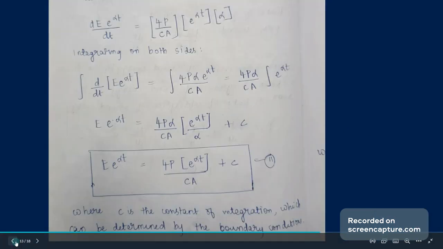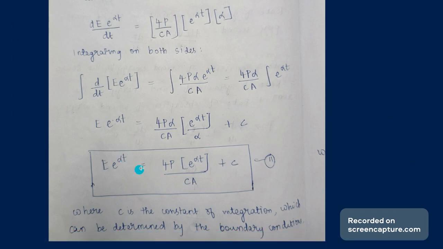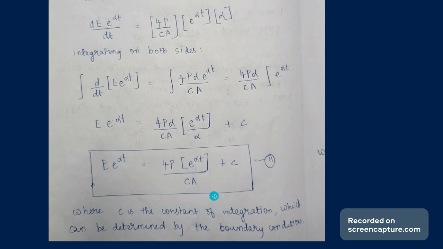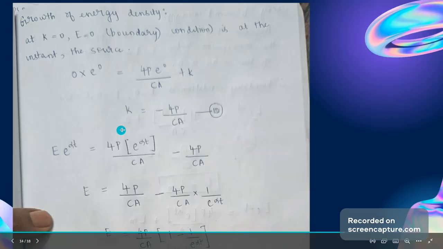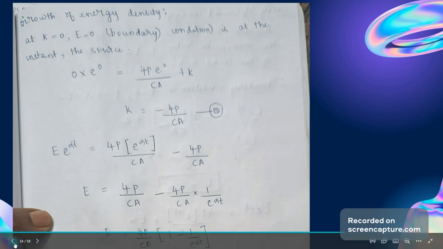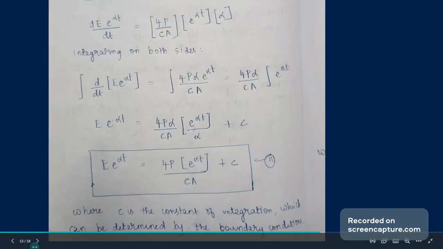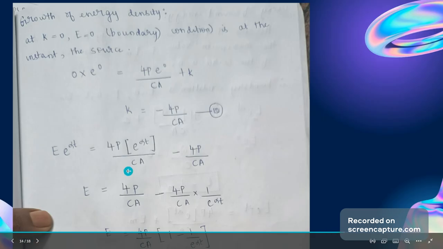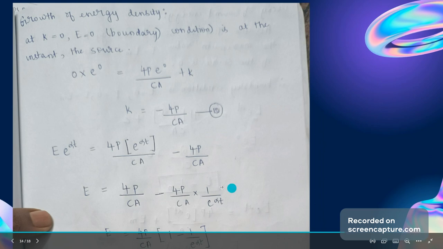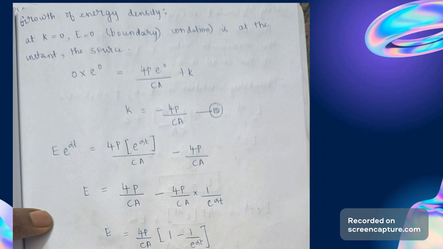Substituting these values in this equation, e power 0 is 1, and E is also equal to 0, giving 4P into e power 0 by CA plus C. So C will be equal to minus 4P by CA. Substituting this again in the general equation, the 11th equation, it gives E e power alpha t is equal to 4P e power alpha t by CA minus 4P by CA. Dividing by e power alpha t on all sides, we get E equal to 4P by CA times 1 minus e power minus alpha t.